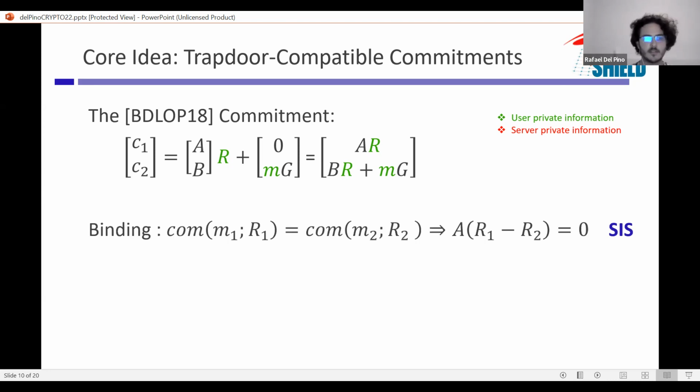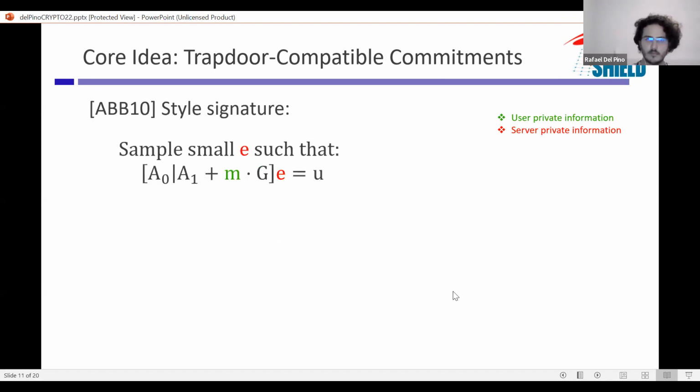As a matter of fact, the binding will use the top part, because if we suppose that we open to two different messages, then we solve an SIS on the top part. And the hiding will use the whole matrix multiplied by the randomness; we will use LWE. But what matters is that the only part of the commitment we need for the server is the bottom part. So what if... wait a minute, first I need to present the signature. The signature will be an ABB-style signature, meaning that we have a public matrix composed of two public matrices, A0, A1, the message M, and the gadget matrix G.